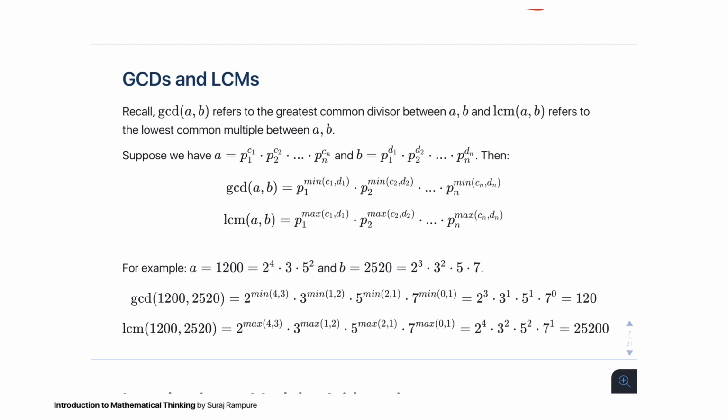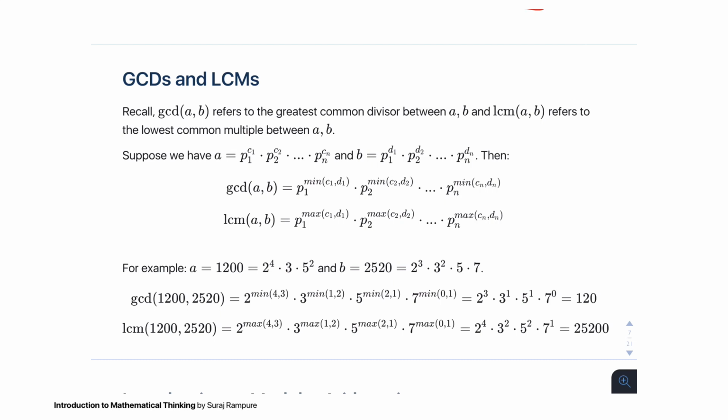Okay, and so this is probably an idea you've talked about before, but my guess is that you probably didn't see these formulas before, right? And so the GCD of two numbers, A and B, refers to the greatest common divisor, i.e. the greatest factor that is shared between both numbers. And the LCM refers to the lowest common multiple between A and B. So the LCM is the smallest number for which both A and B are factors.